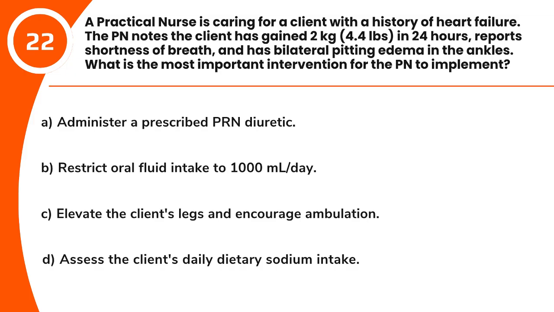Question 22. A practical nurse is caring for a client with a history of heart failure. The PN notes the client has gained 2 kilograms, or 4.4 pounds, in 24 hours, reports shortness of breath, and has bilateral pitting edema in the ankles. What is the most important intervention for the PN to implement?